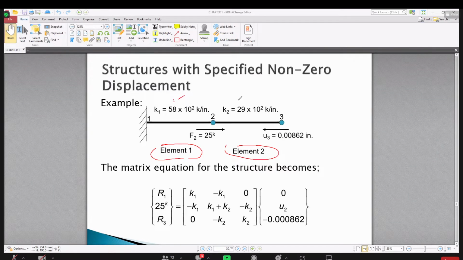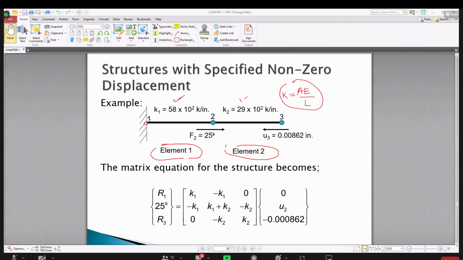So gihatag na ning iyang stiffness karon. So in case wala na siya gihatag, you need the area, the modulus of elasticity and the length, no? So mao man karon ang atong stiffness, di ba? For one-dimensional bars. So karon in this case gihatag na siya tanan.